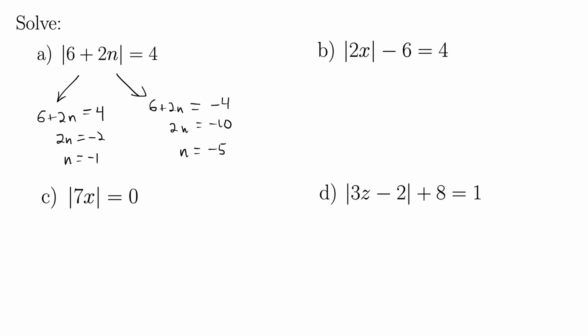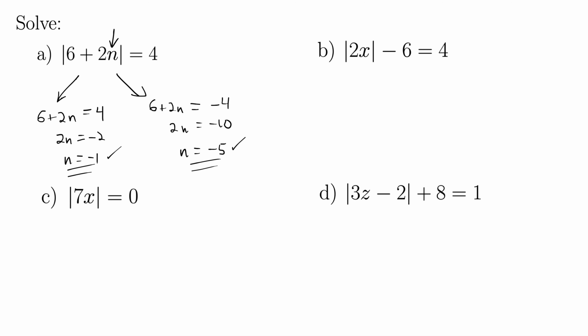And note that both of these solutions work, right? If we were to plug in n equals negative 1 up here for n, we would get 6 minus 2 is 4. Absolute value of 4 is indeed 4, right? And we could try n equals negative 5 as well. Plugging in for n, negative 5 here would give us negative 10. 6 plus negative 10 is negative 4. Absolute value of negative 4 is still 4. So both of these answers work.